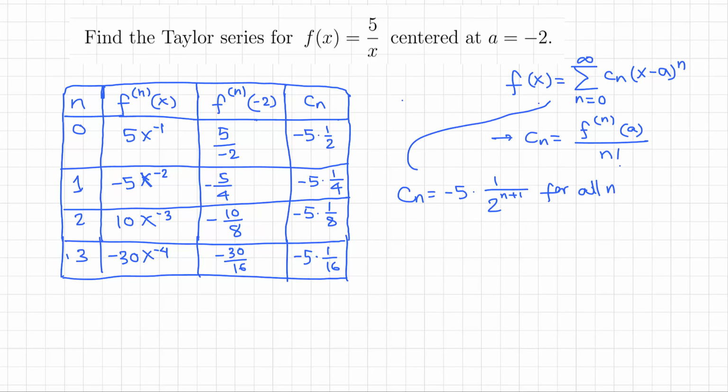So we simply go back and plug in here. Thus, the Taylor series for this function centered at -2 is: 5/x equals the sum for n from 0 to infinity of negative 5 times 1 over 2 to the n + 1, times (x - a), where a is negative 2, so x minus negative 2 means x + 2, raised to n. Okay, so this function is represented by this power series. Final.